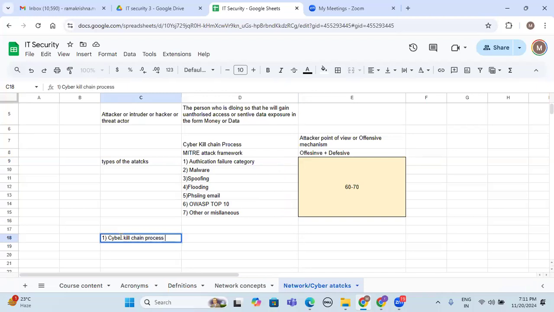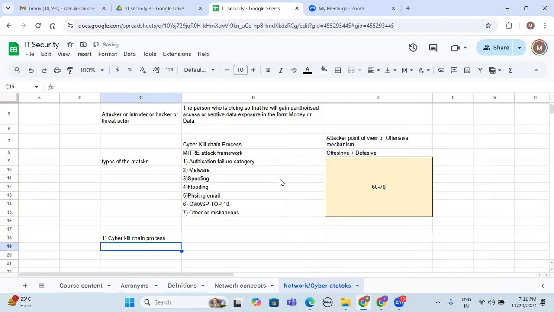Cyber kill chain process. What is the cyber kill chain? The attacker is killing the organization, killing the laptop, the MacBook, workstations, or desktops, or servers, or databases, or applications, or cloud instances. For that, he will follow some process. That process is called the cyber kill chain process. The name itself suggests that it's an attacker process, not our defensive process or blue team process.